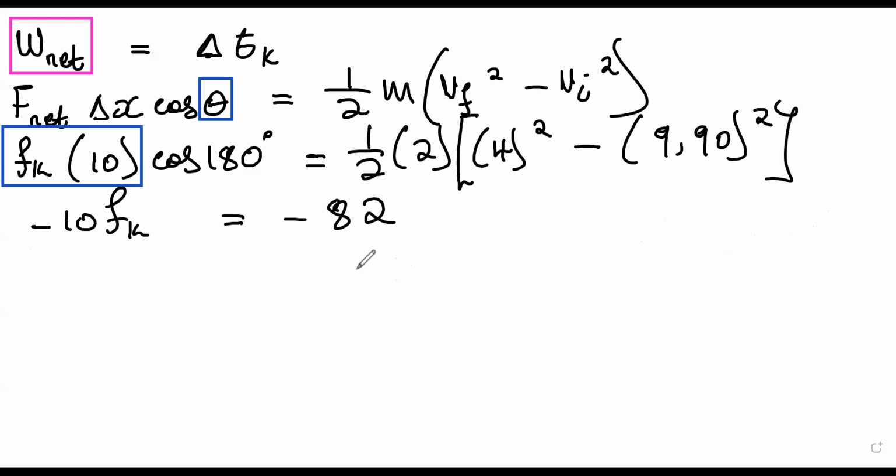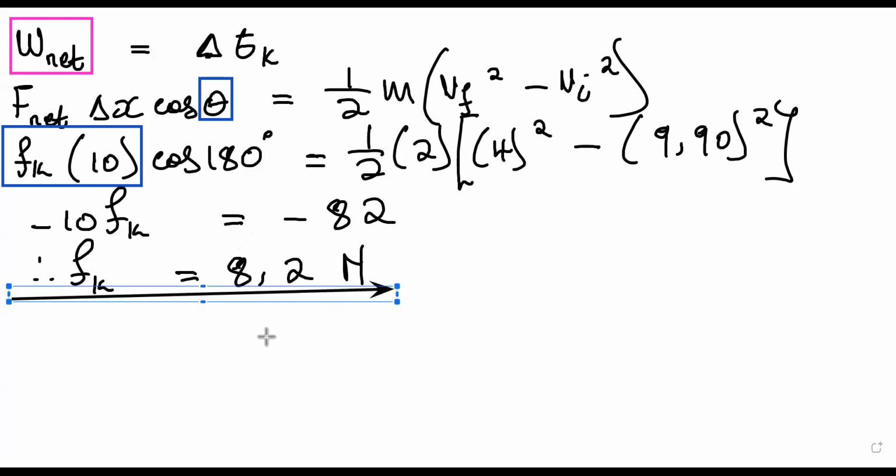And now you can simply divide both sides, and you find that your kinetic frictional force will simply be 8.2 newtons. So yes, this is the first way in which you could have done it.